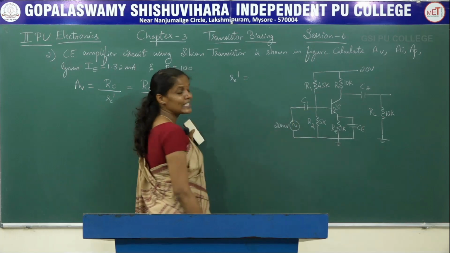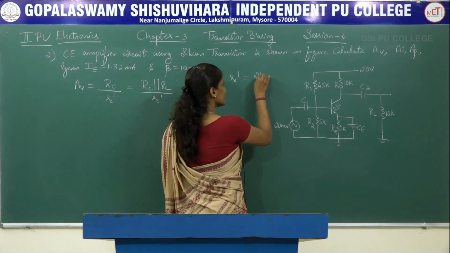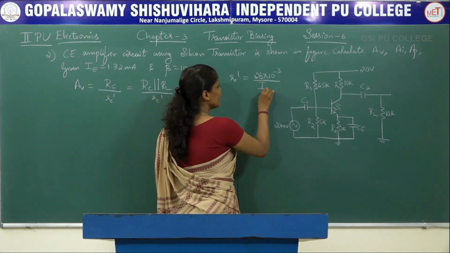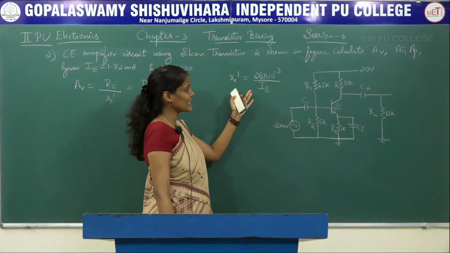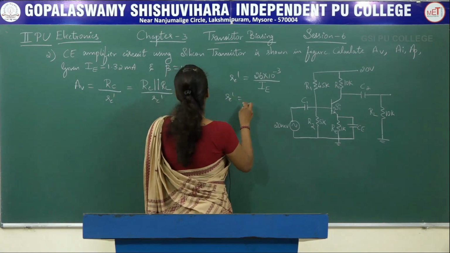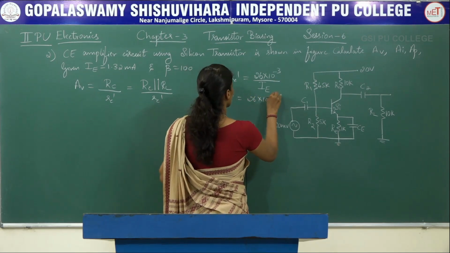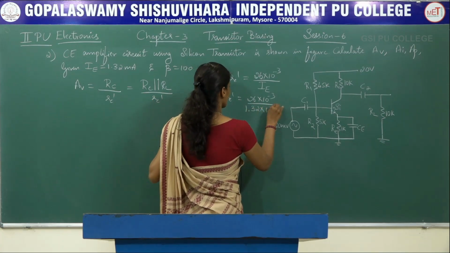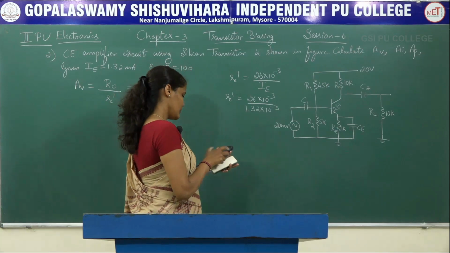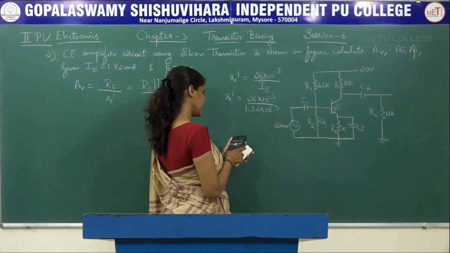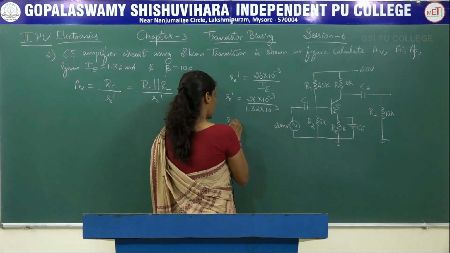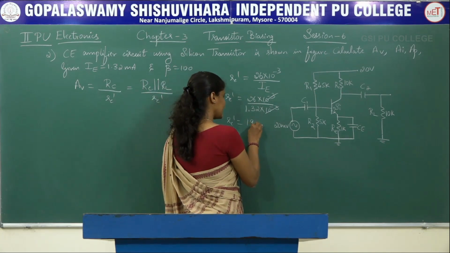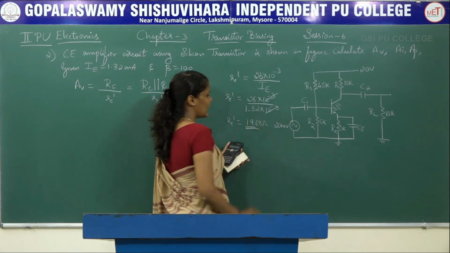RE dash is equal to, since it is a silicon transistor, 26 into 10 to the power of minus 3, that is VT divided by IE, where VT value is 26 millivolts. So RE dash is equal to 26 into 10 to the power of minus 3 divided by IE value is given 1.32 into 10 to the power of minus 3. Let us calculate this. 26 divided by 1.32 gives me RE dash, 10 power minus 3, 10 power minus 3 gets cancelled. So 19.69 ohms. The unit of RE dash is ohms.